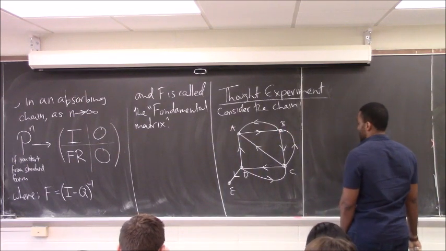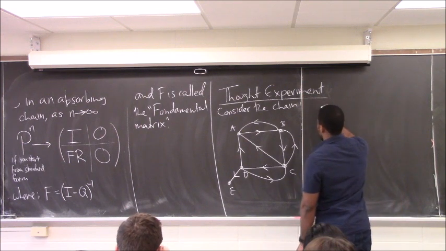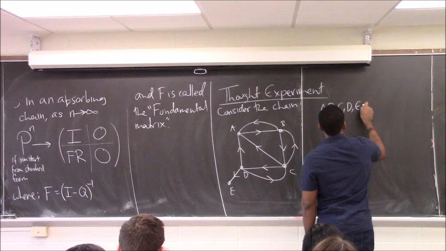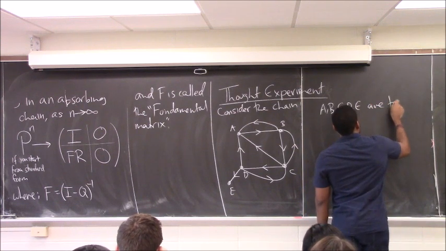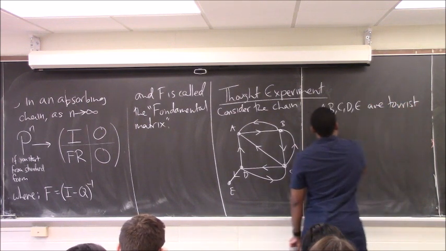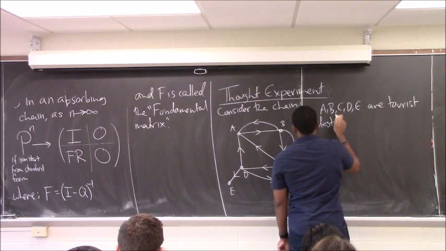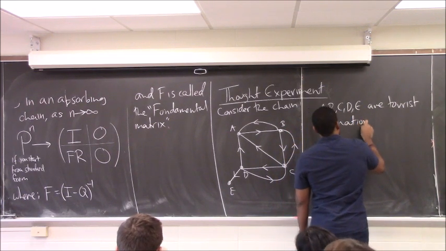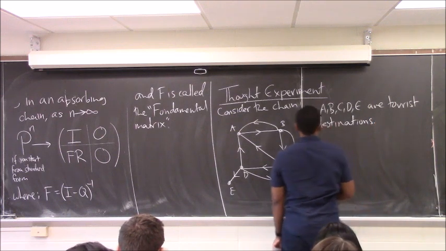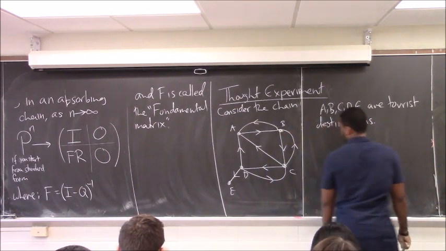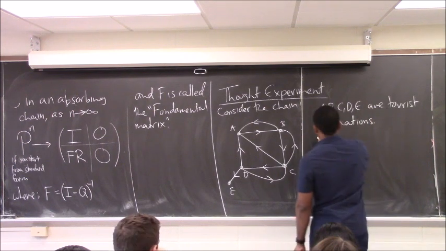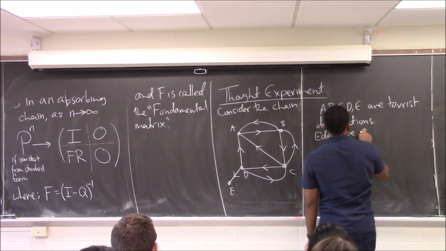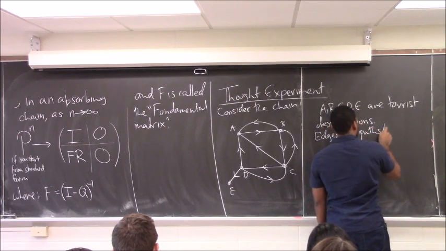So imagine you have that chain. So here's the situation. Think of these as tourist destinations. So A, B, C, D, E are tourist destinations, right? And the edges are paths, roads, whatever you want to call it.